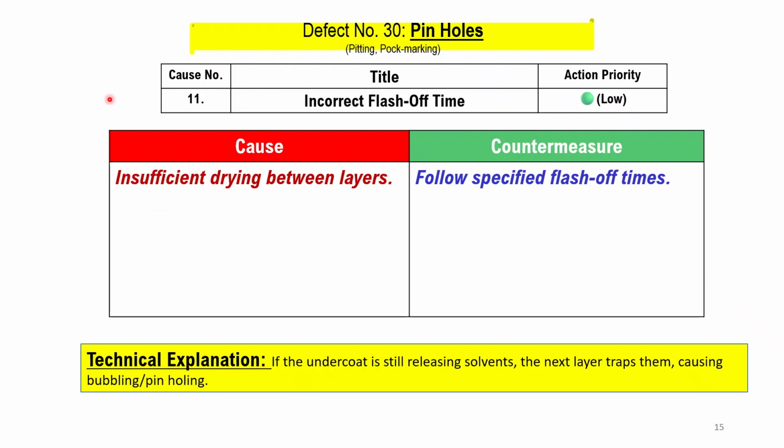The 11th probable cause could be incorrect flash off time, that is, insufficient drying time between layers. If the undercoat is still releasing solvents, the next layer traps them, causing bubbling or pinholing. Therefore, follow specified flash off times.